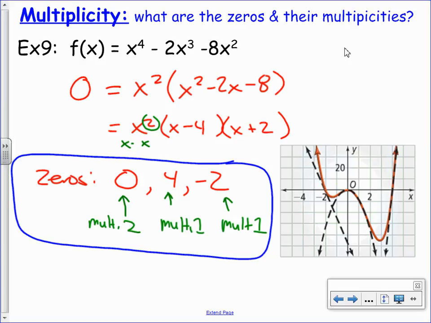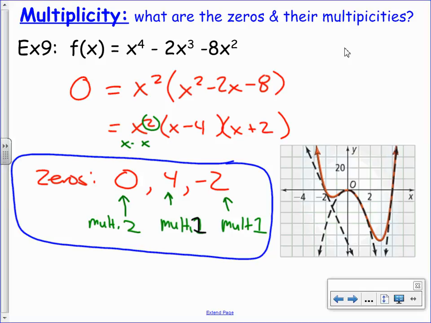The reason for this multiplicity question is that 4 has a multiplicity of 1. This is 1, because there's only one x minus 4 on there.